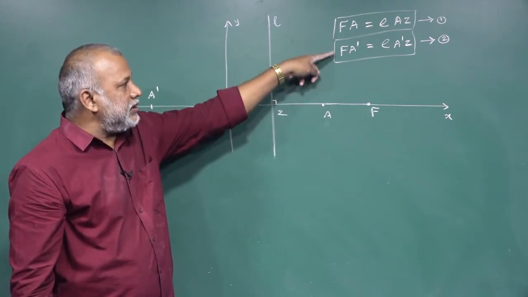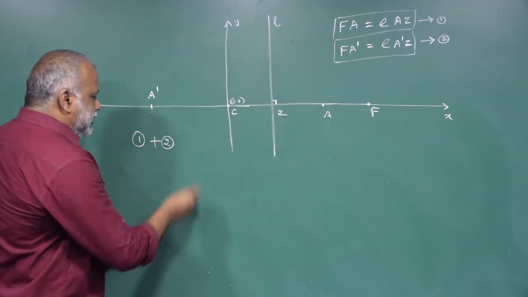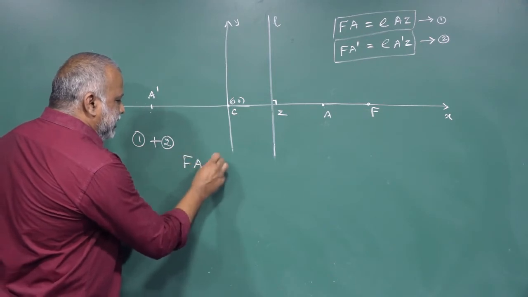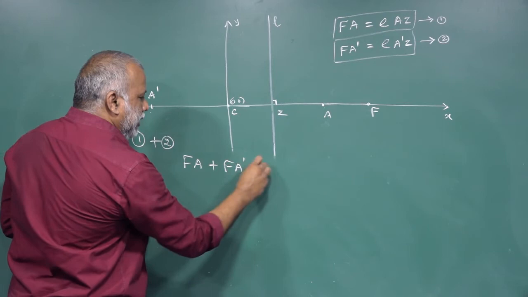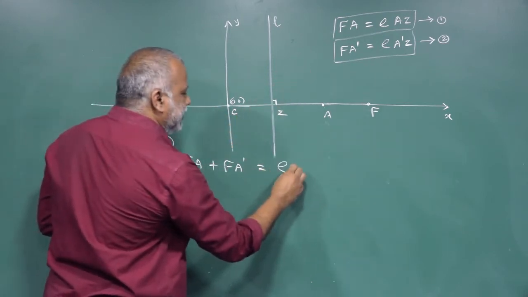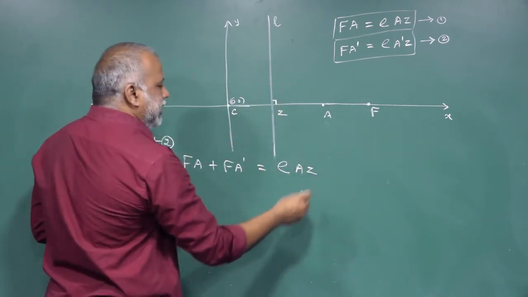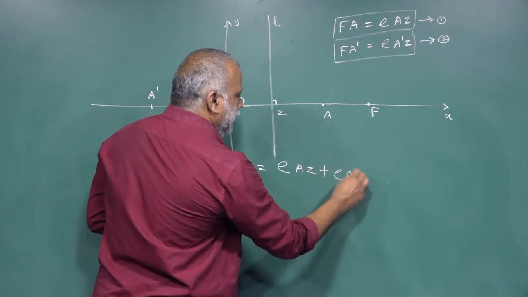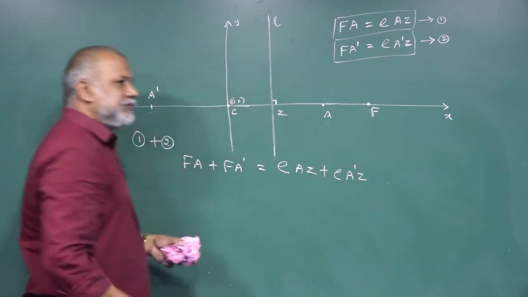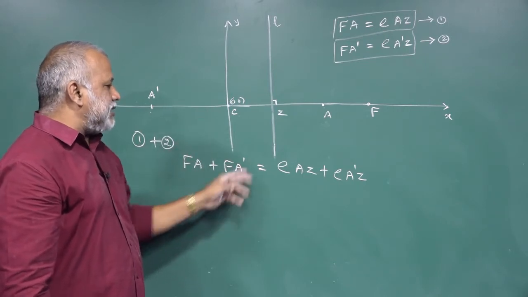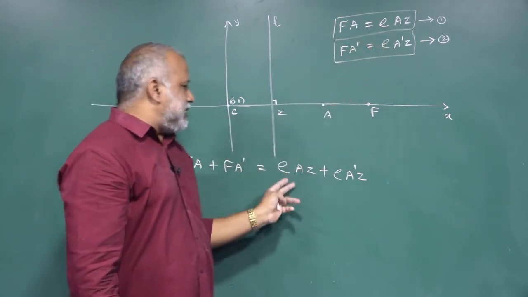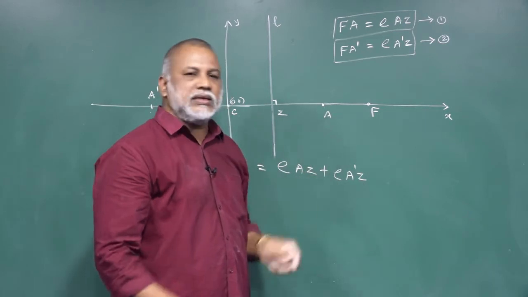Equation one, equation two. Adding means LHS adding with the LHS, FA dash, equal to RHS adding with the RHS: e times AZ plus e times A dash Z. See, LHS adding with LHS: FA plus FA dash equal to e times AZ plus e times A dash Z.